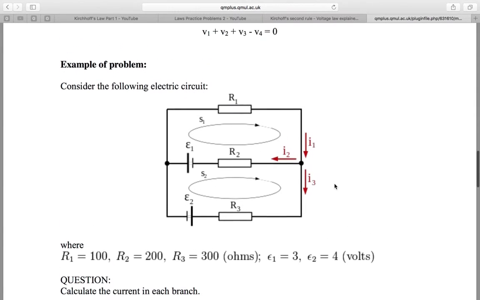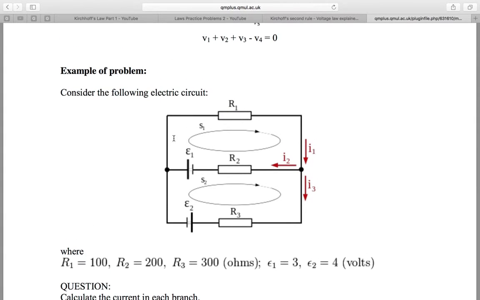And then using Kirchhoff's second law, if you look at the first loop, this one here, we can see there is a source E1 and two resistors. So the source is one side of the equation and the other side is equal to R1 times I1 plus R2 times I2. So that's how we set up the second equation.